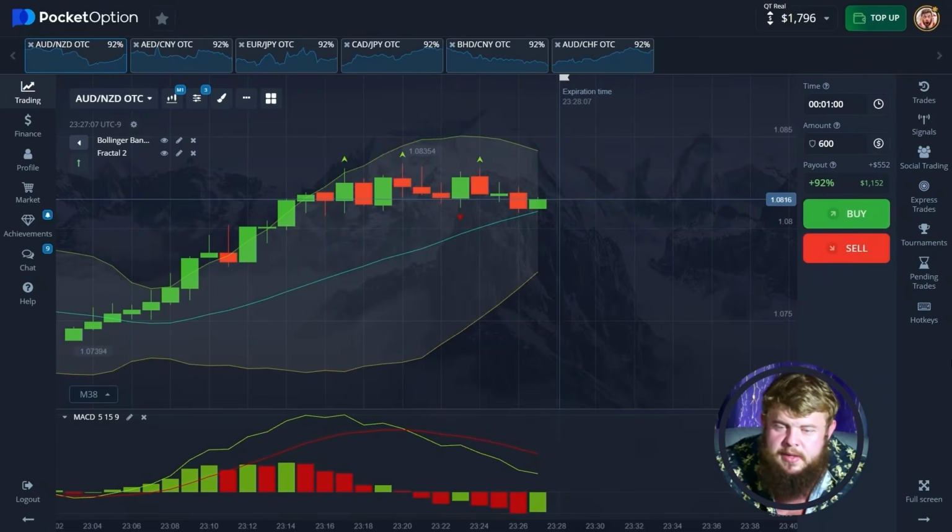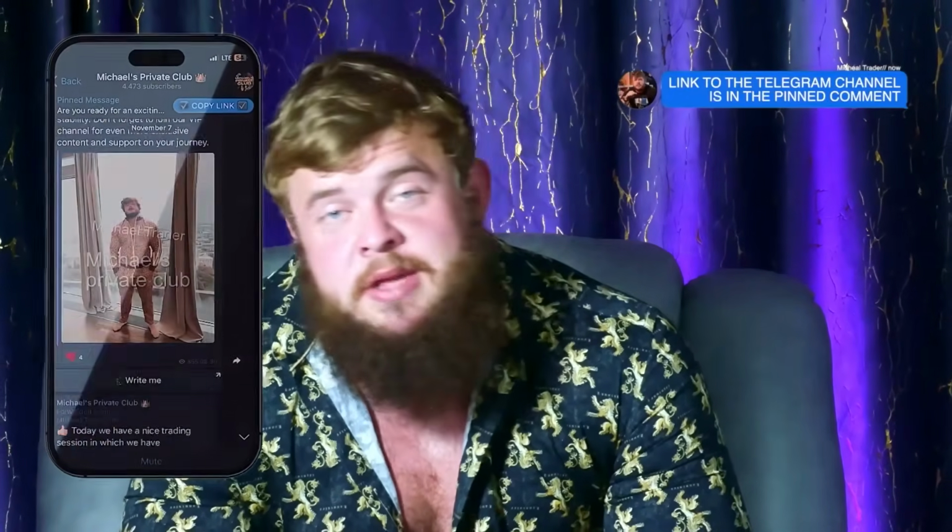We have $1,796 on the account. This is a very nice result. And as you can see, we have multiplied our balance almost 10 times, just within around 7 minutes.